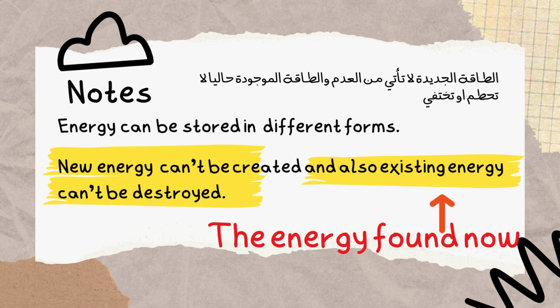Also, the existing energy can't be destroyed, as when we look at the energy of the battery, which is chemical energy, where does this chemical energy go? Has it been damaged? No. Has it been destroyed? Has it disappeared? No. What happens? Yes, this chemical energy changes into another form of energy. Okay, so energy can't be created or destroyed.